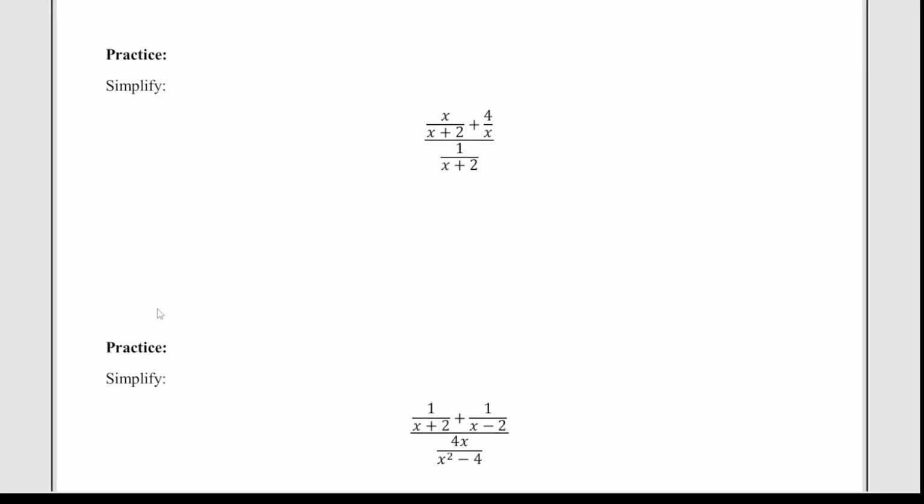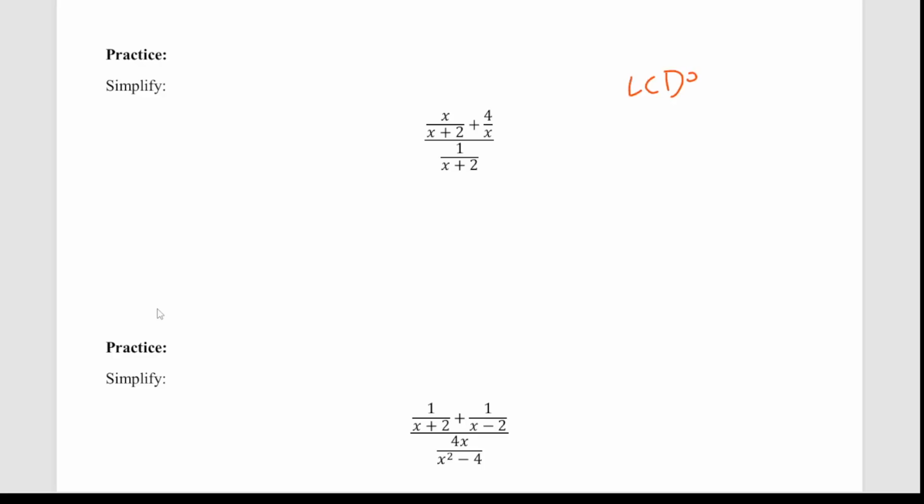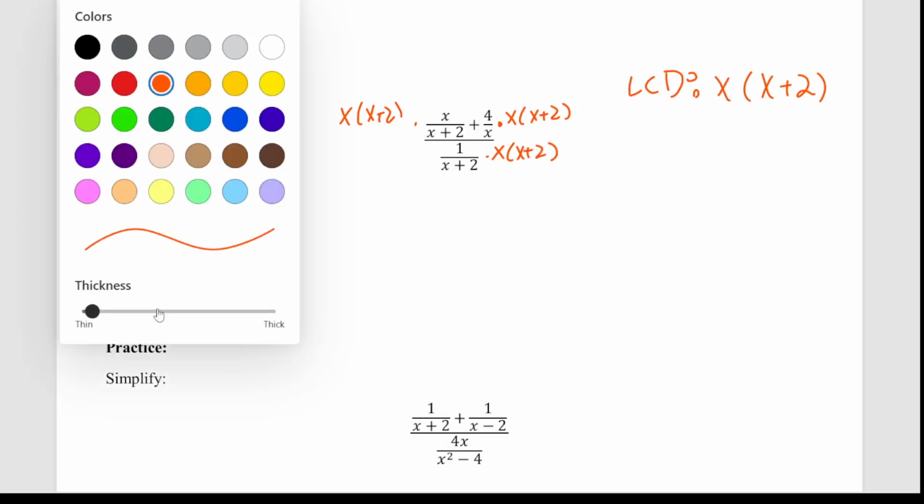So go ahead and pause your video and try these next two for yourself. So for this next one, the least common denominator should be x times x plus 2. So we're going to go ahead and multiply each and every term times x plus 2. And then we're going to note what's going to cancel to make 1.